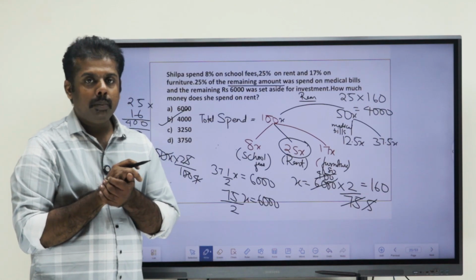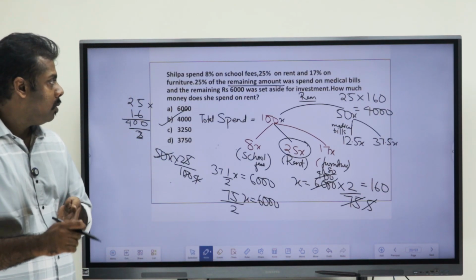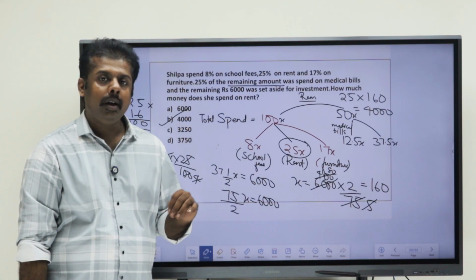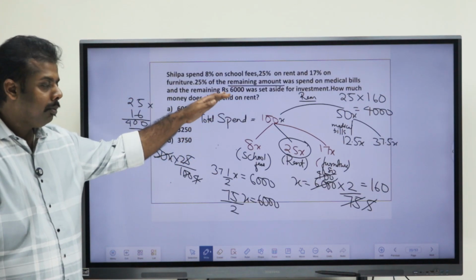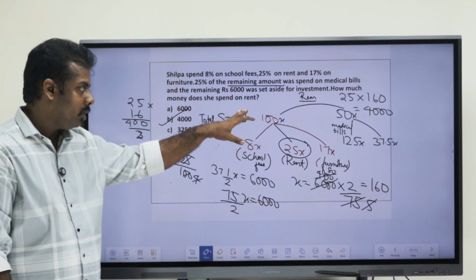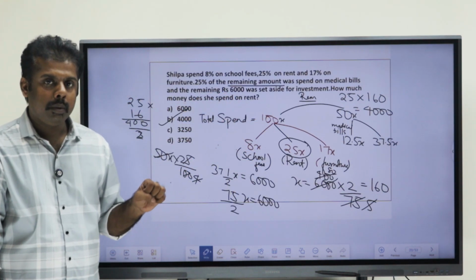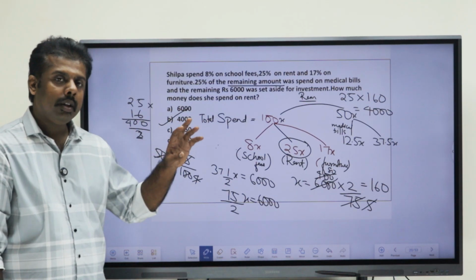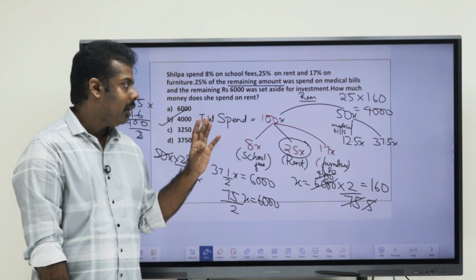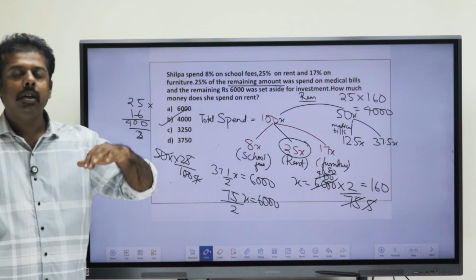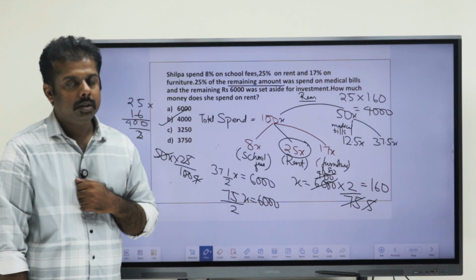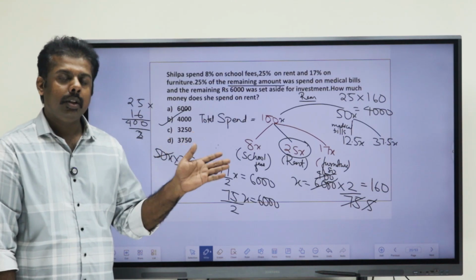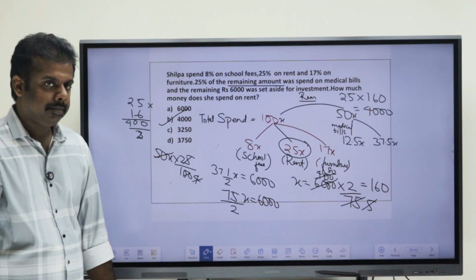So this is also an important question. Here we took the total spending as 100x, so that made our life a bit easier. This is also an important concept that you need to remember: if they are not giving the total value, you can assume it as 100x and try to connect it based on the conditions given. Now I think we can move to the next question.